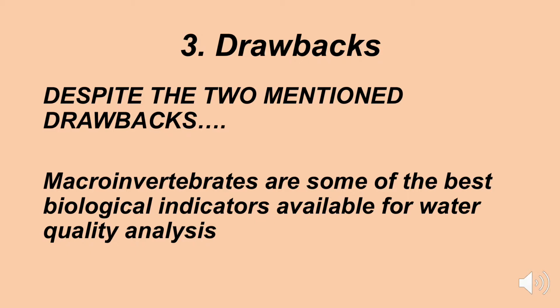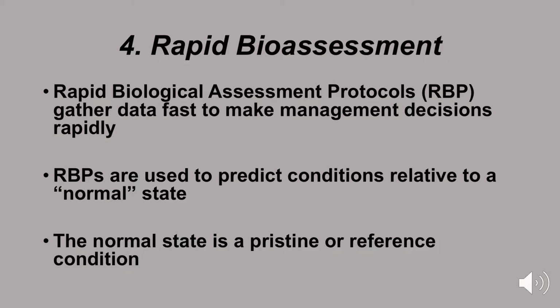What kind of programs do we have to assess streams using macroinvertebrates? We have what's called rapid bioassessment. Rapid biological assessment protocols, commonly using the acronym RBP, gather data to make management decisions rapidly. You can gather data fast and make management decisions in a relatively short period of time.